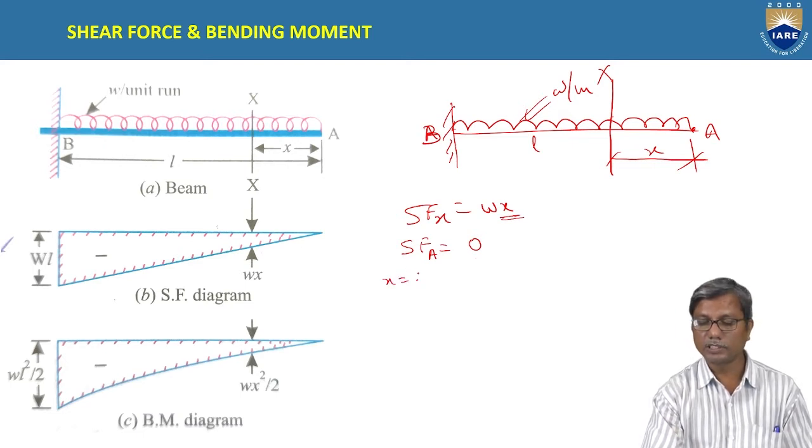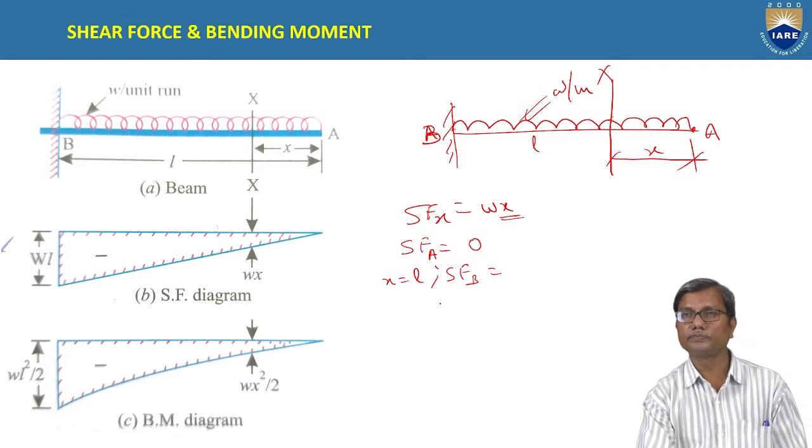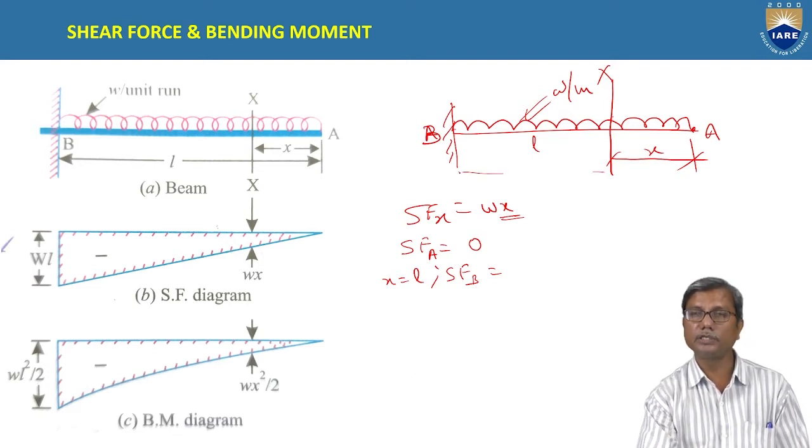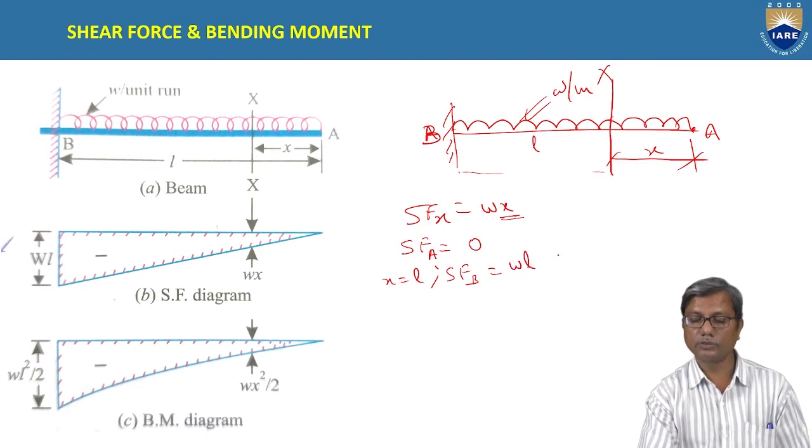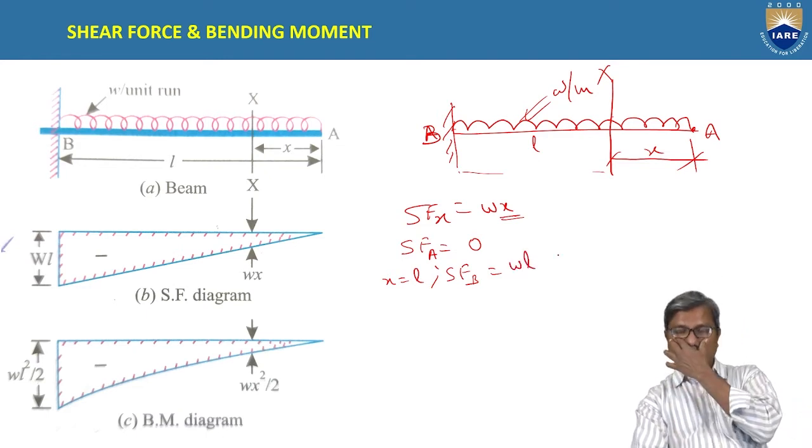And when X equal to L, the section will be at B. So the shear force at B is WL.